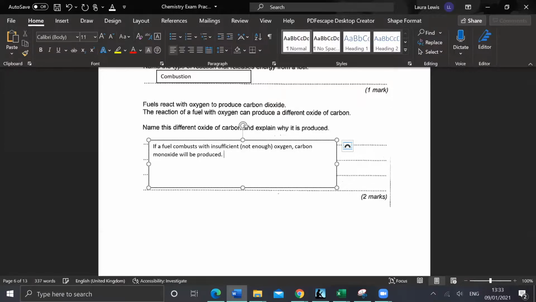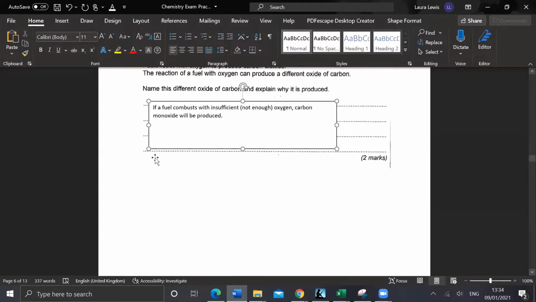That will get you 2 marks. It's because of carbon dioxide. Think of the word dioxide. There are two oxygens there, and with monoxide, there's one. Mono means one, like monorail. It means one thing. Dioxide means two. So when there's not enough oxygen, you get carbon monoxide.